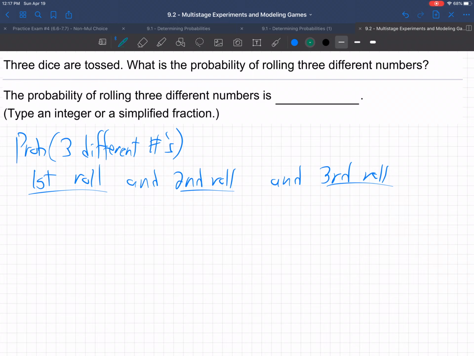So for your first roll, you're just going to roll any old number. Doesn't matter what it is, right? We don't care what the number is the first time. I'll just say any number is fine.